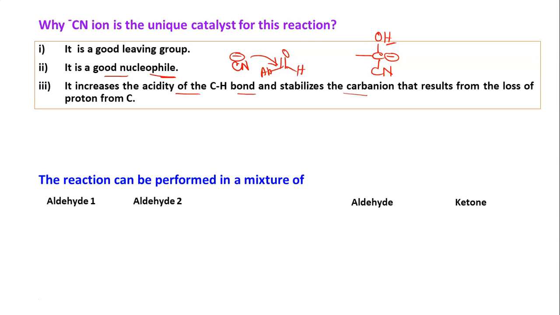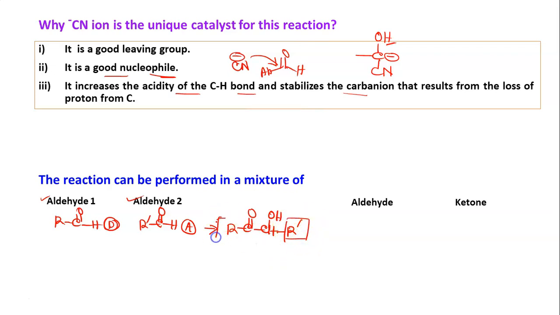The reaction can be performed in a mixture of two possibilities. One is two aldehydes. These two aldehydes may be different or the same. Suppose we have RCHO, and another one is R prime CHO. Suppose one is the donor and the other is the acceptor. What should be the structure of the final product? From the donor part we will get CO, so it will be RCO, then CHOH. With CHOH, the acceptor R group will be attached, that is R prime. So this is from the acceptor, and this is from the donor.